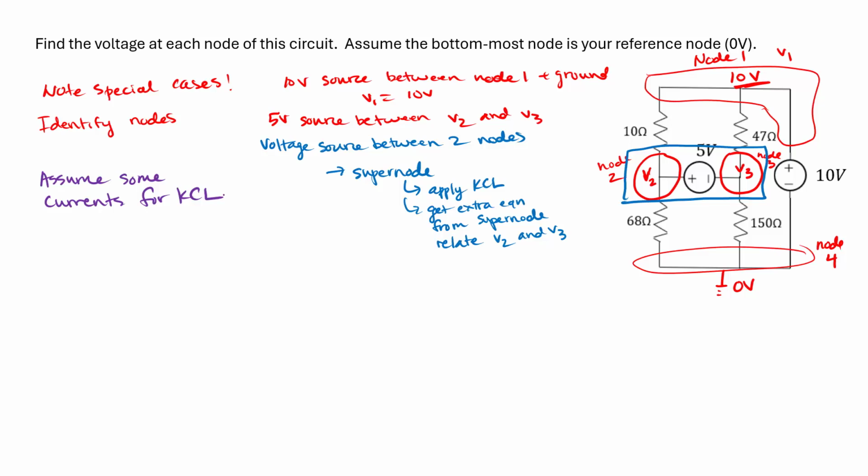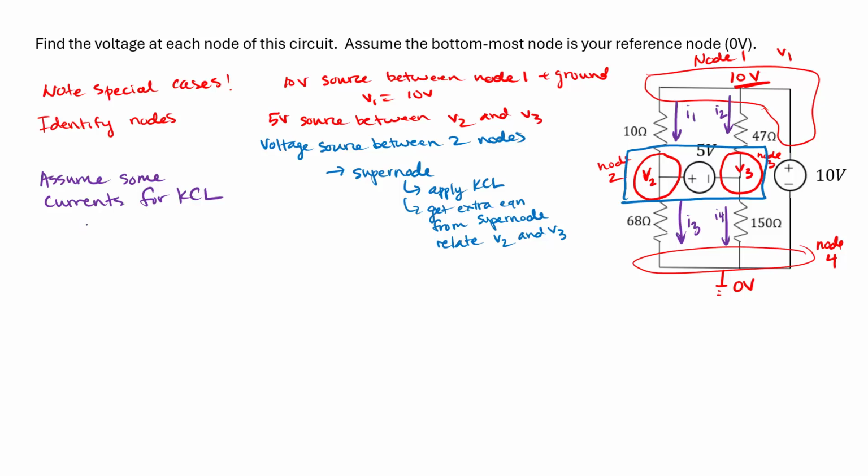And again, you don't have to guess correctly, you just need to assume a current direction. So I'm going to go ahead and number my currents like this. I will have I1 and I2 flowing downward from my 10-volt source, and then I will have I3 and I4 flowing through the 68 and 150 ohm resistors.